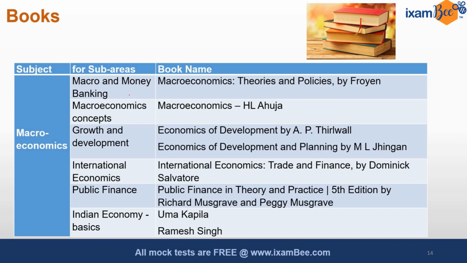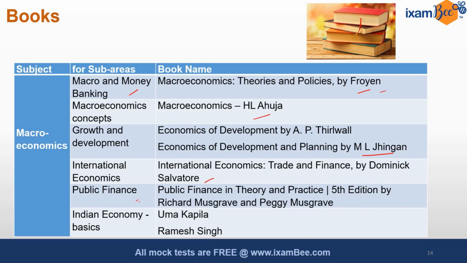As far as money and banking is concerned, you can refer to the book by Freuen. This is the most trusted book for this particular segment. For macroeconomics concepts, you can refer to the macroeconomics book by H.L. Ahuja. Growth and development and various growth models is an important segment for this DEPR exam, and one of the trusted books is Economics of Development by M.L. Jhingan. International economics, you can refer to Salvatore. For public finance, you can refer to this book by Musgrave.